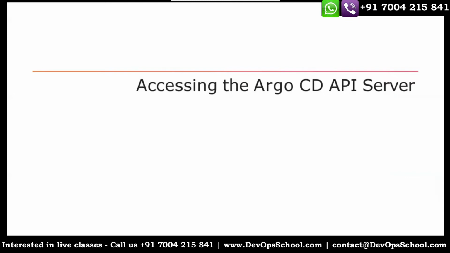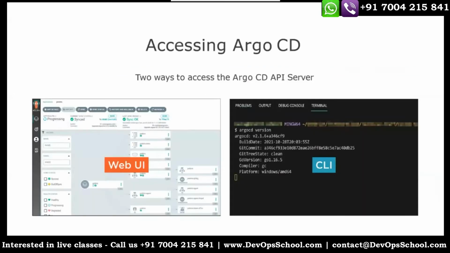Now after installing, we will see how you can access the Argo CD API server. Very simple, there are two ways to do that, as we have been discussing. One is through the web UI. The second is through the command line. The command line also needs to be configured. I'll show you those steps live in the session, and how to access the web UI also.